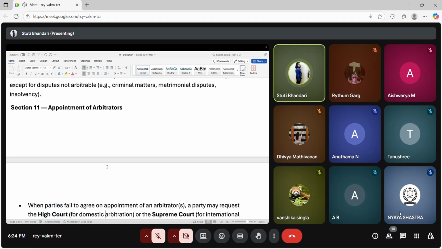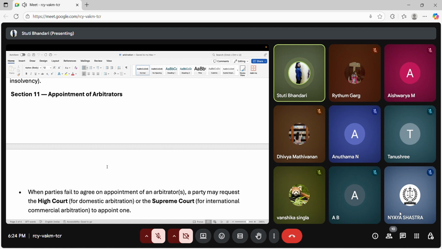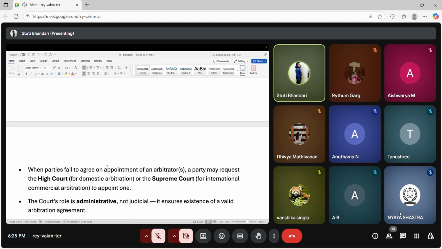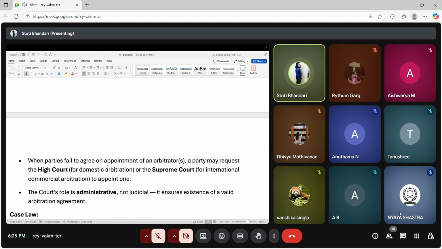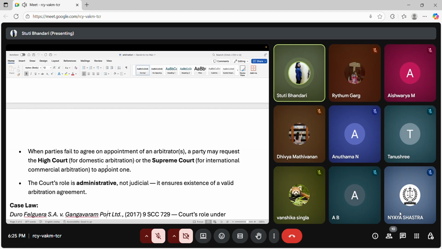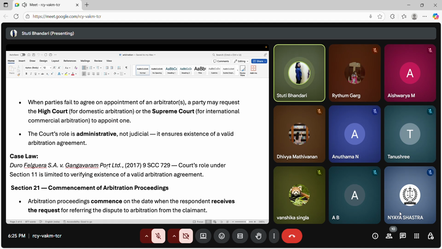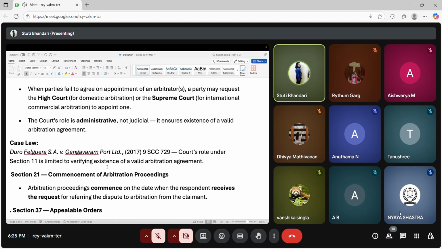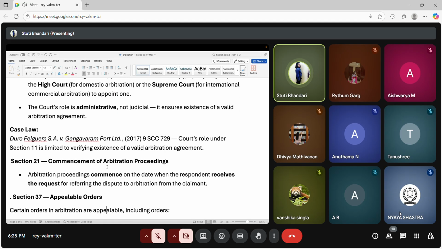Basically, either the parties themselves decide on the arbitrators mutually. If they are not agreeing, or if they do not have an agreement, they can approach the High Court, Supreme Court, or District Court to appoint one. The court's role is administrative, which means they are just acting as an administration wherein they are appointing the arbitrator. Now coming to section 21, which talks about the commencement of arbitration proceedings.